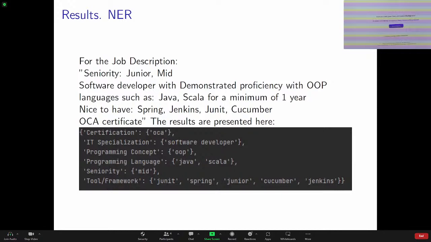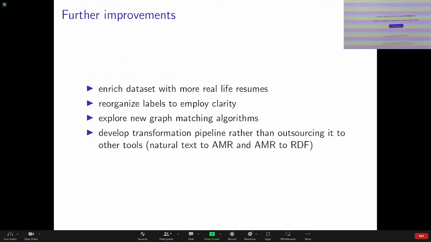This would be all, and talking about further improvements: enrich our dataset, and explore new graph matching algorithms such as A-star or others. Right now the transformation from natural text to AMR and from AMR to RDF is done by a tool, and an enhancement would be to develop the transformation pipeline ourselves.